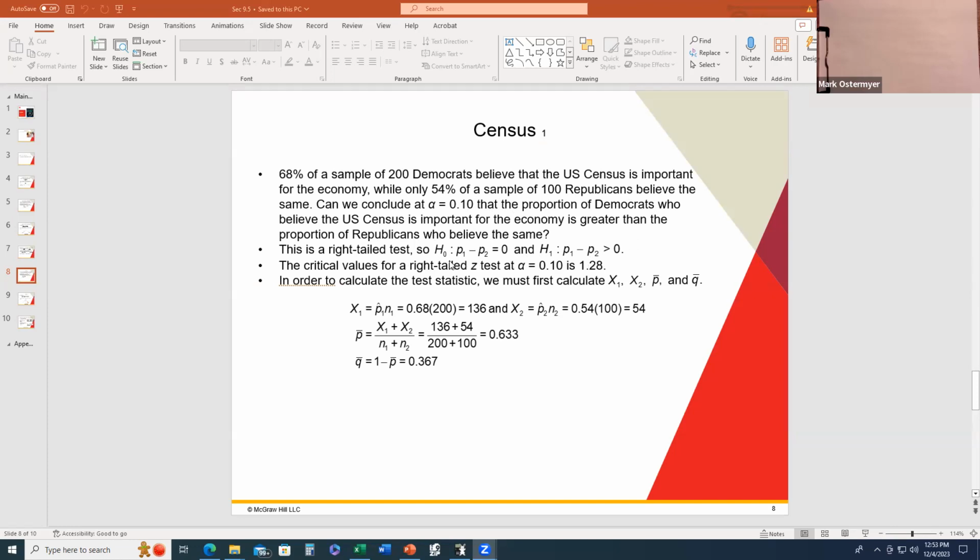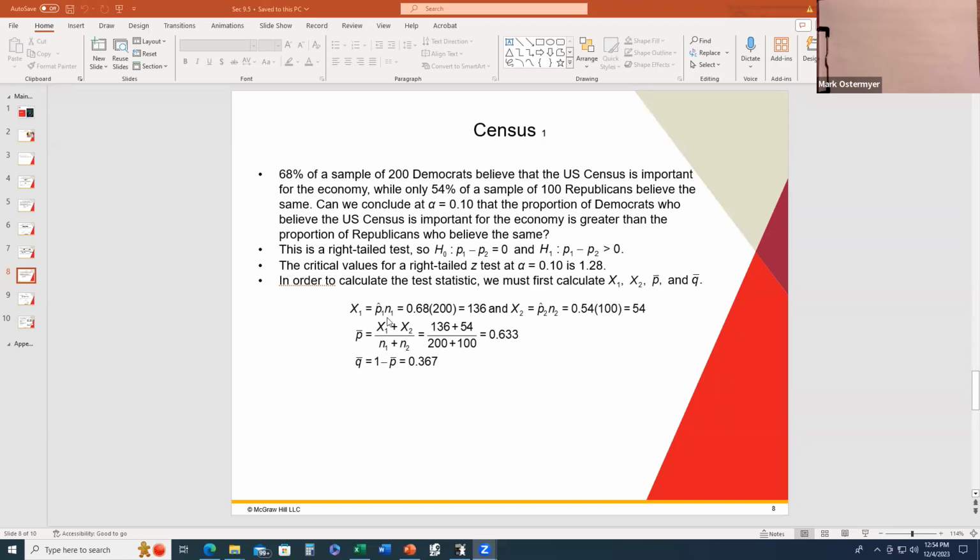Notice, it looks like the first population pertains to the Democrats, and the second pertains to the Republicans, based on the fact that P1 minus P2 must be a positive. That means P1 must be greater than P2. So there you go, the first population is the Democrats, the second population is the Republicans. Testing at 10%, the critical value will be 1.28. Inverse norm function would help you to find that with an area to the left being 0.90.